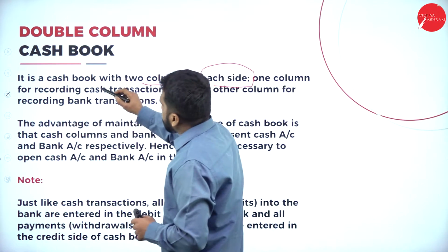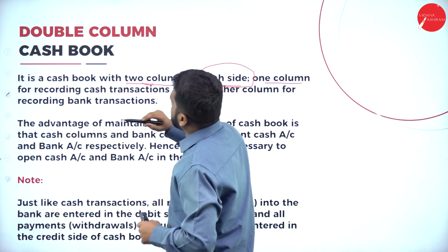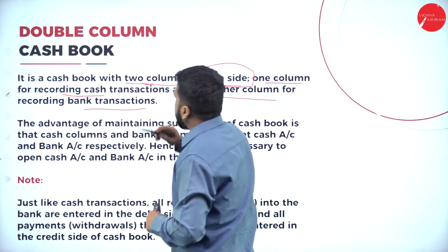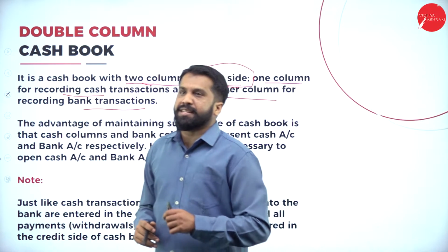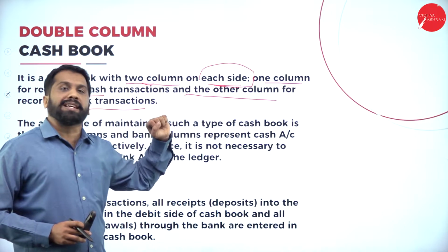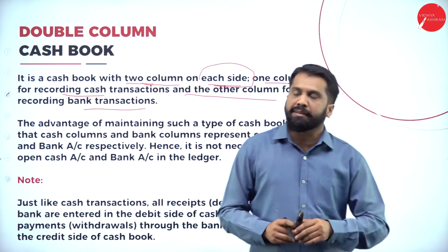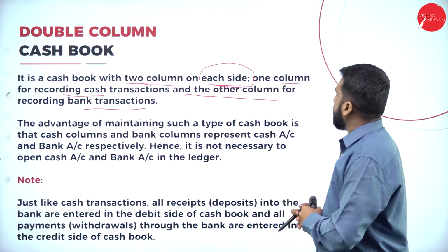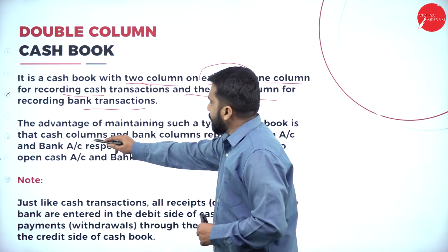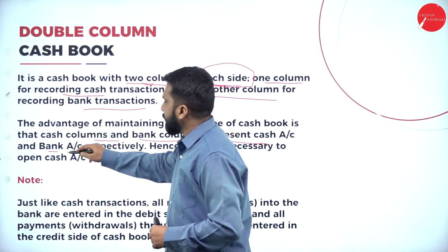It is a cash book with two columns on each side. One column for recording cash transactions and the other column for recording bank transactions. We consider cash as well as bank. Next, the advantage of maintaining such a type of cash book. In this, the cash column and bank column represent the cash account and bank account.